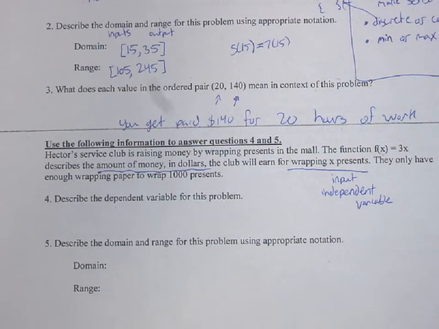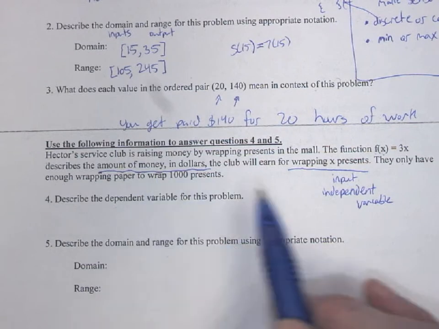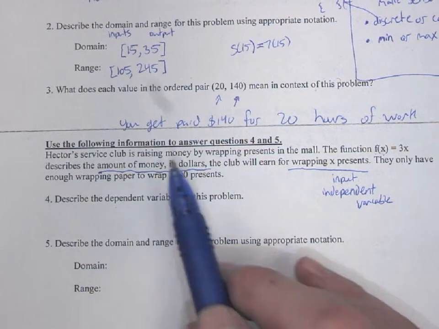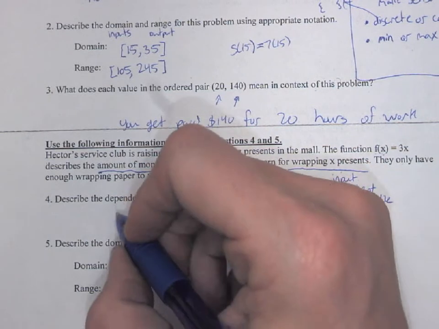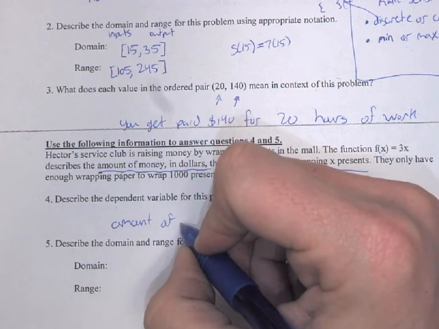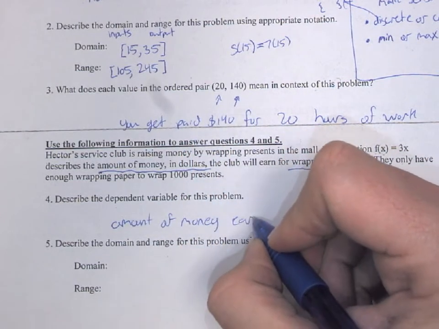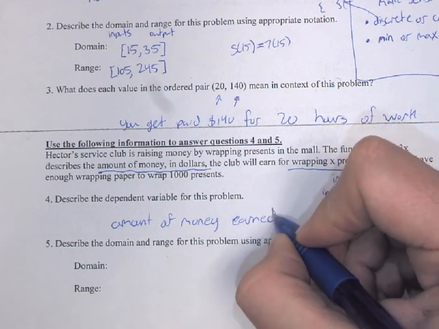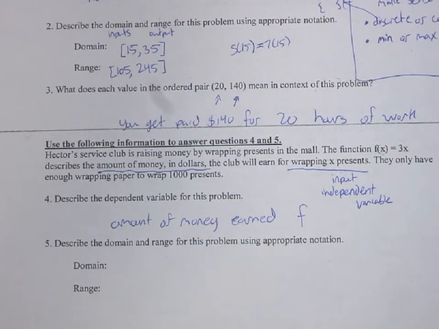Okay, now the amount of money is going to depend on the amount of presents wrapped. So this is dependent on this, or amount of money is a function of presents wrapped. So the dependent variable is the amount of money that we make, or amount of money earned. That is the word that they use, and they use F for that here.